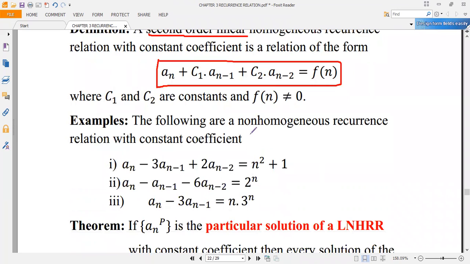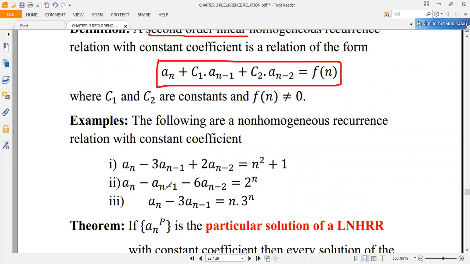Examples of non-homogeneous recurrence relations are a_n minus 3a_{n-1} plus 2a_{n-2} equals n squared plus 1. You can see that the coefficients are constants and there is no product or power on the terms of the recurrence relation, so it is linear. And since the function Fn is different from 0, it's non-homogeneous.